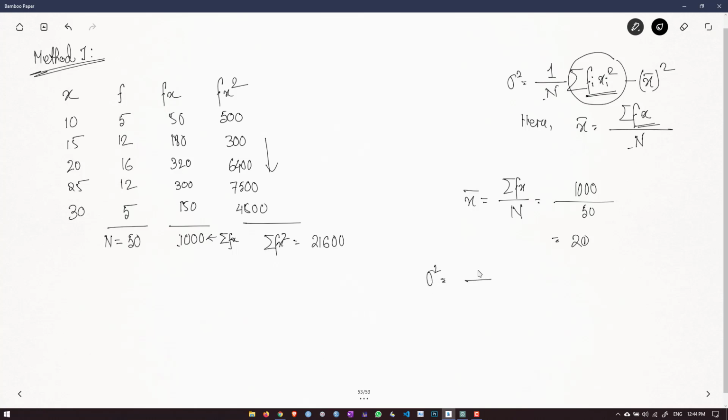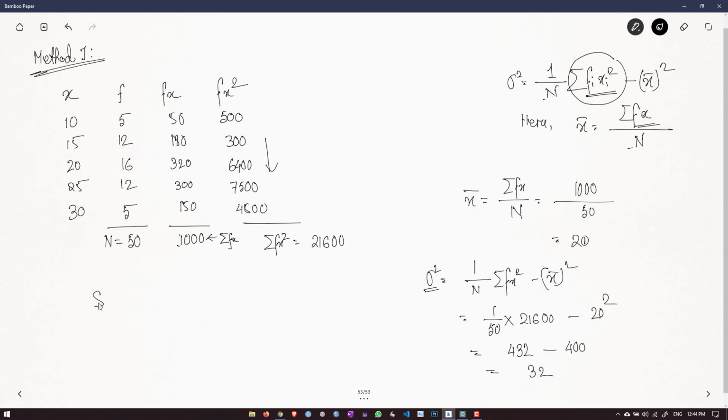Sigma square is 1 by capital N summation fx square minus x bar whole square. What is capital N? It is 50. What is summation fx square? That is 21600, right? Minus what is x bar? X bar is 20 square. So 21,600 by 50 will give you 432, and this is 400, right? So the ultimate value is 32. So the variance is sigma square equal to 32.